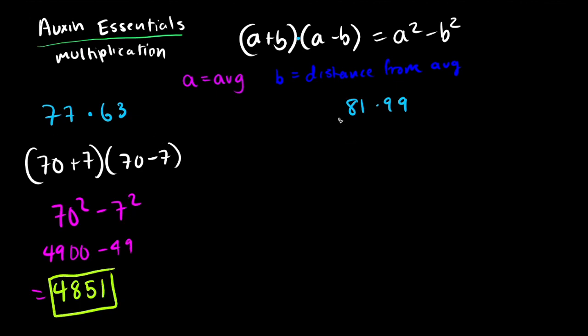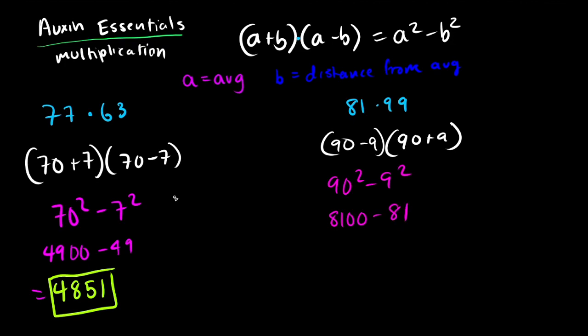Likewise, let's do it to 81 times 99. The average of these two numbers is 90, and the distance away from this average is 9, which means that 81 can be simplified to 90 minus 9, or in this case a minus b, which we're going to have on our left side this time, and 99 will simplify to 90 plus 9. So let's simplify that to the value of the solution of this equation, which is 90 squared minus 9 squared. That's nothing but 8100 minus 81, and that gives us our final answer of 8019. Again, nothing more to it.